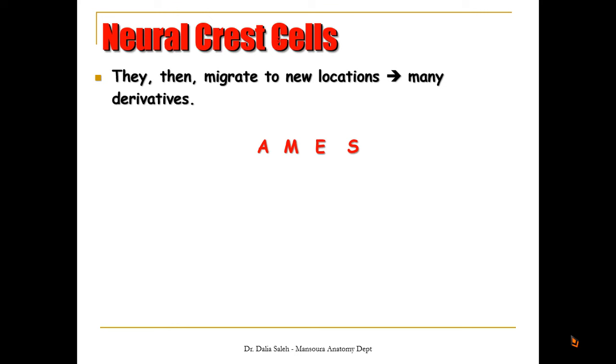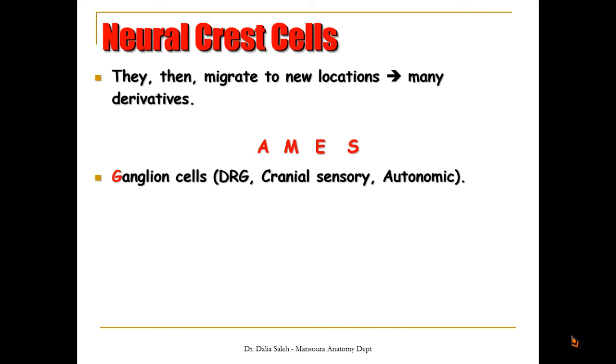G reminds you of the ganglion cells, of the dorsal root ganglia, of the cranial sensory ganglia, of the autonomic ganglia. A reminds you of the arachnoid and pia mater, and these are the two inner coverings of the spinal cord and the brain.